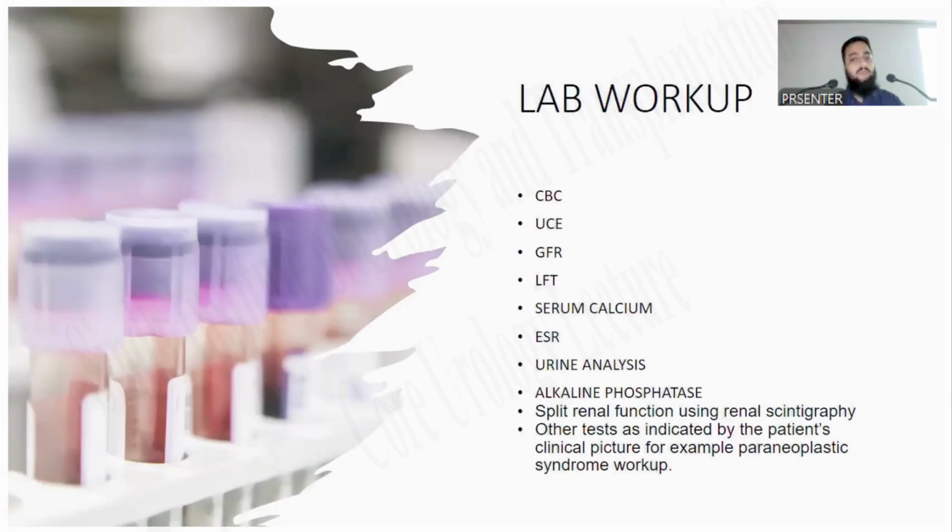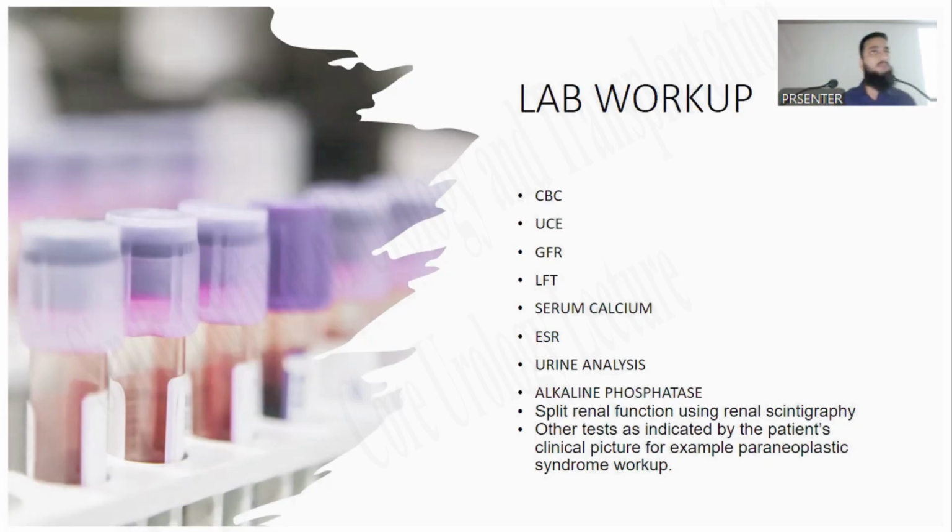Lab workup: complete blood count, urea, creatinine, electrolytes, GFR, liver function test, serum calcium, erythrocyte sedimentation rate, urine analysis, alkaline phosphatase, and split renal function using renal scintigraphy. Other tests as indicated by the patient's clinical picture, for example, a paraneoplastic syndrome workup.